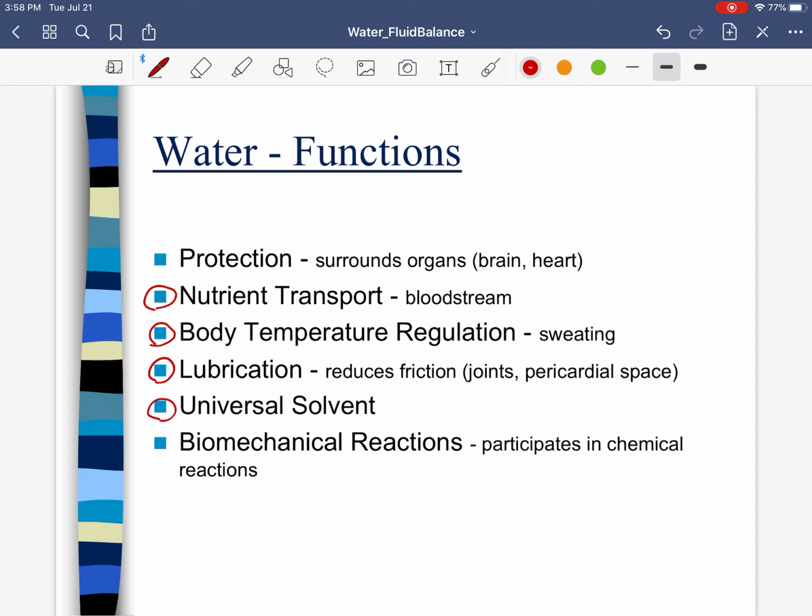Universal solvent. What this means is things dissolve in it. So in the body, particularly in the bloodstream, water is a universal solvent. That just means that a lot of things dissolve in it. Think of sodium or salt. That's a good example. Sodium is able to dissolve in water. And that's a really important chemical property. And we'll leave it at that. Review those functions.